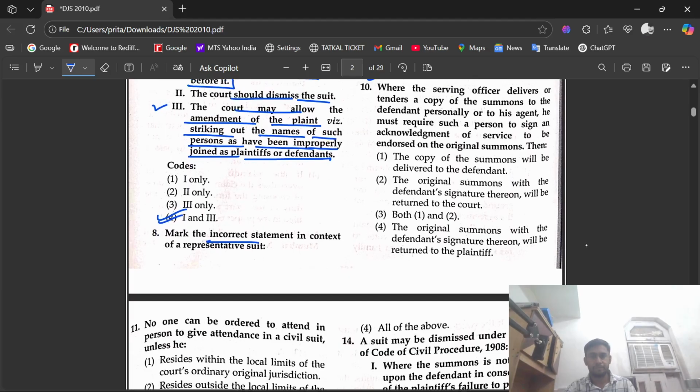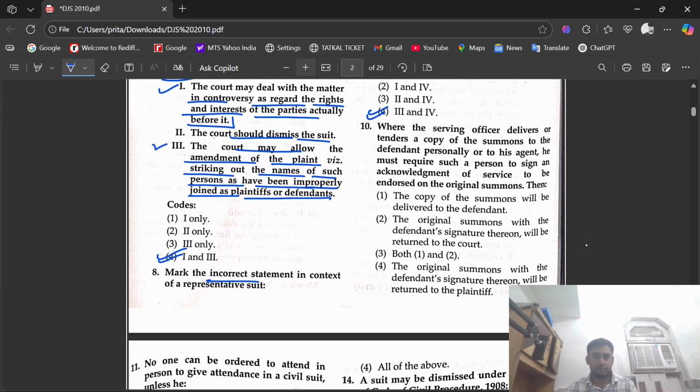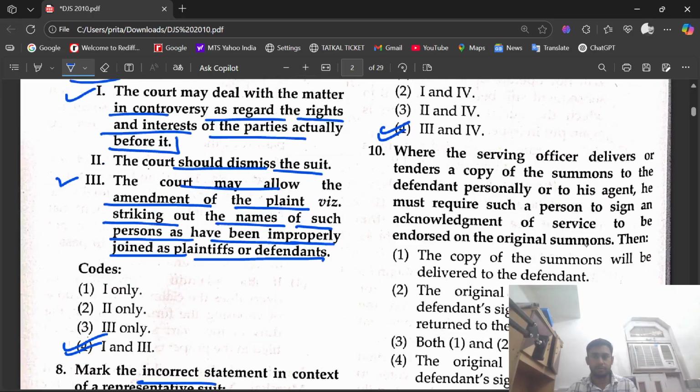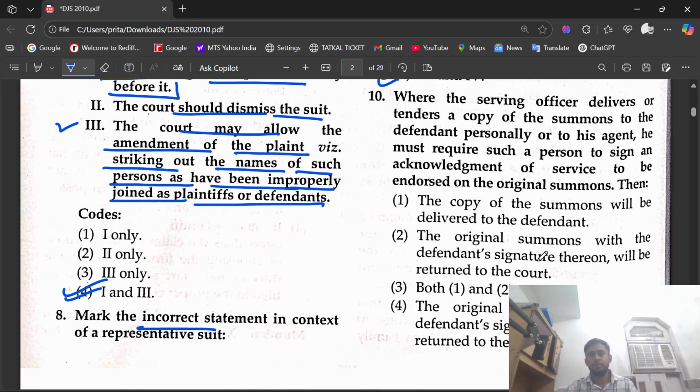Question number 10. Where the serving officer delivers or tenders a copy of the summons to the defendant personally or to his agent, he must require such a person to sign an acknowledgement of service to be endorsed on the original summons. Then the copy of the summons will be delivered to the defendant. The original summons with the defendant's signature thereon will be returned to the court.